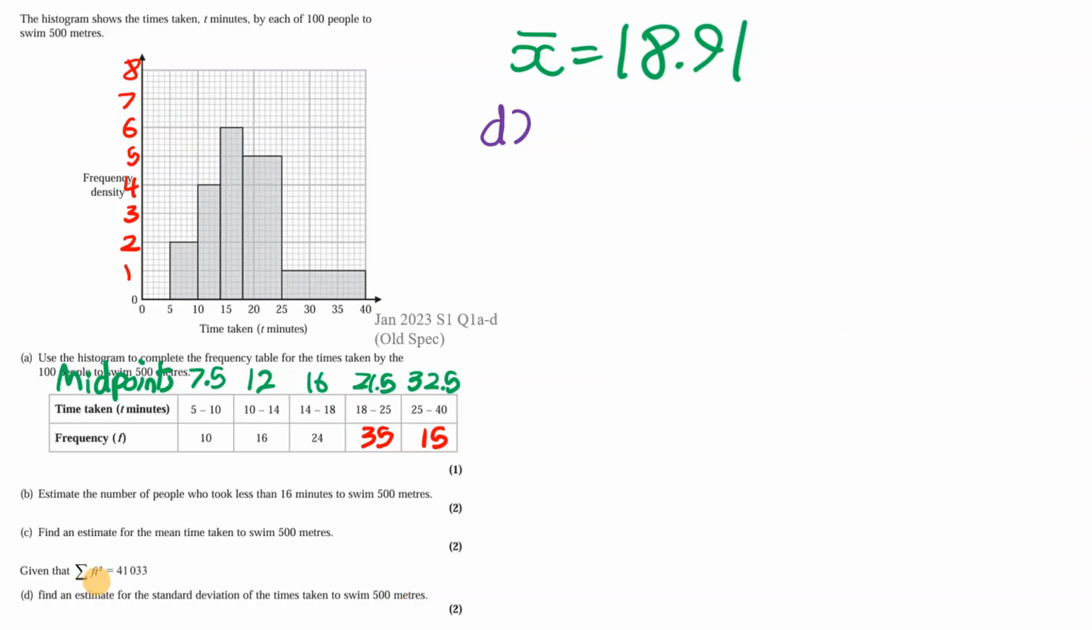This sigma ft squared, as I talked about in that video, you can kind of just ignore the f. The f essentially just means it's in a frequency table. It doesn't really mean much. The t, in part C, I called the data x, but technically the data should be called t, but it doesn't really matter that much. So this is saying that sigma t squared or sigma x squared is equal to 41033.